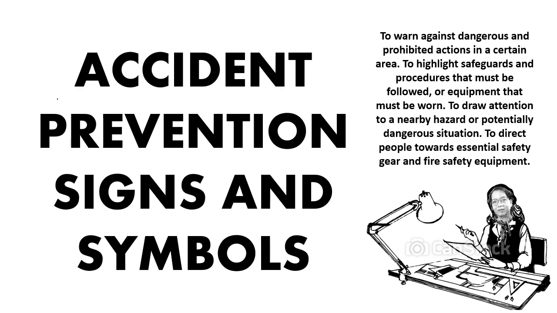Signs are used to warn against dangerous and prohibited actions in a certain area, to highlight safeguards and procedures that must be followed or equipment that must be worn, to draw attention to a nearby hazard or potentially dangerous situation, to direct people towards essential safety gear and first aid equipment. These are the reasons why we are going to discuss accident prevention signs and symbols.